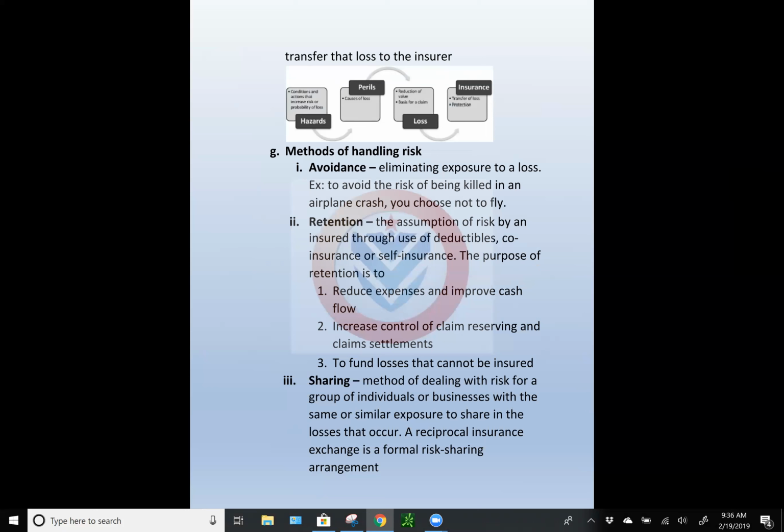Next is risk sharing, which is a method of dealing with risk for a group of individuals or businesses with the same or similar exposure to share in the loss that occurs. A reciprocal insurance exchange is a formal risk sharing arrangement.